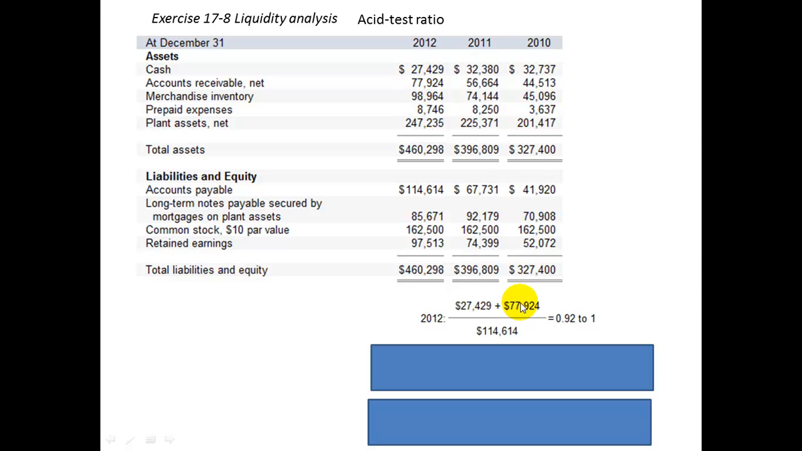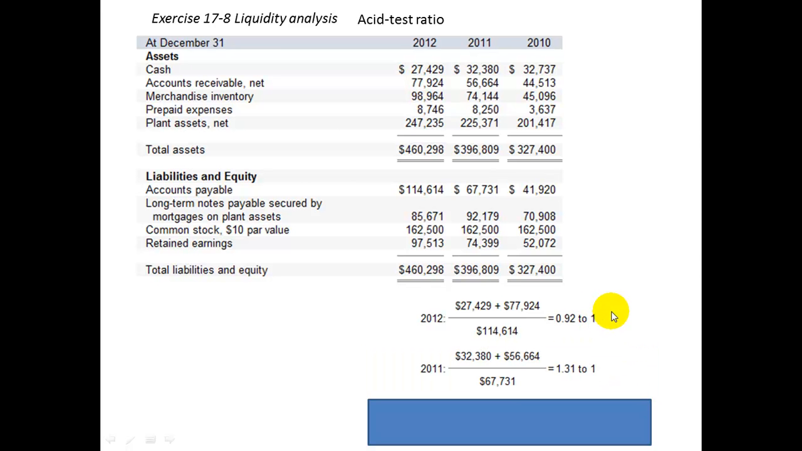So quick assets in 2012 divided by the same current liabilities of 114,614, which is accounts payable, gives us a 0.92 to 1, which means for every 92 cents worth of quick assets, we have $1 in current liabilities. The general rule of thumb is 1 to 1, so we're just a little bit light there.